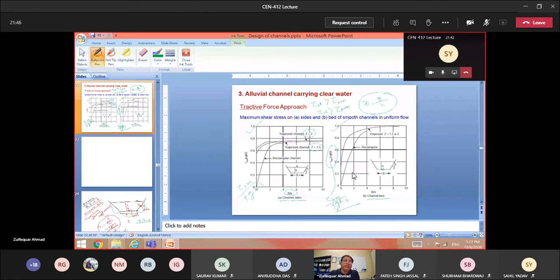Now coming to the stability of the sediment particles which are on the bed and on the side. The particles on the bed may be stable, but the sediment particles on the side would not be stable.